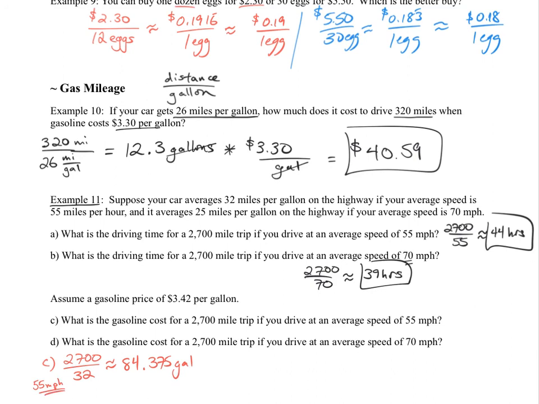So from there, we can just go ahead and multiply by $3.42 per gallon to give us a total of $288.56 for a total gasoline cost. You're going to do something very similar for part D. Go ahead and pause the video and see if you can figure out how much it'll cost to drive the same trip at 70 miles per hour.